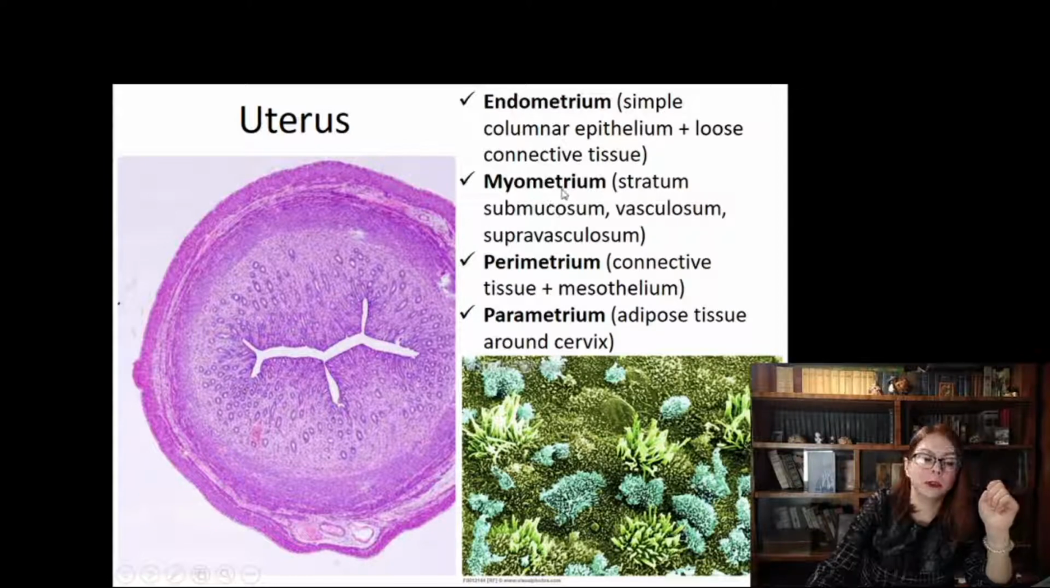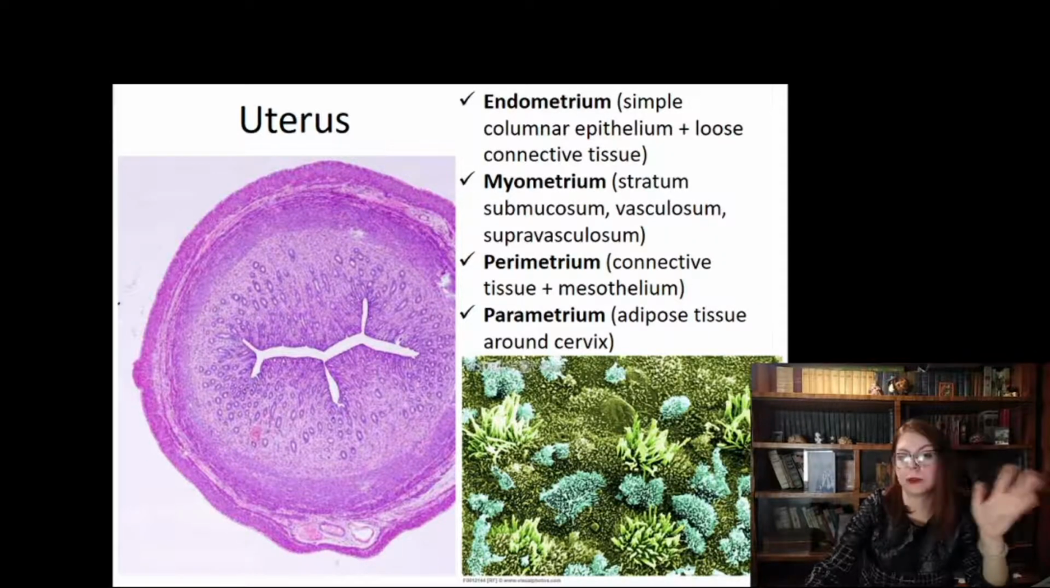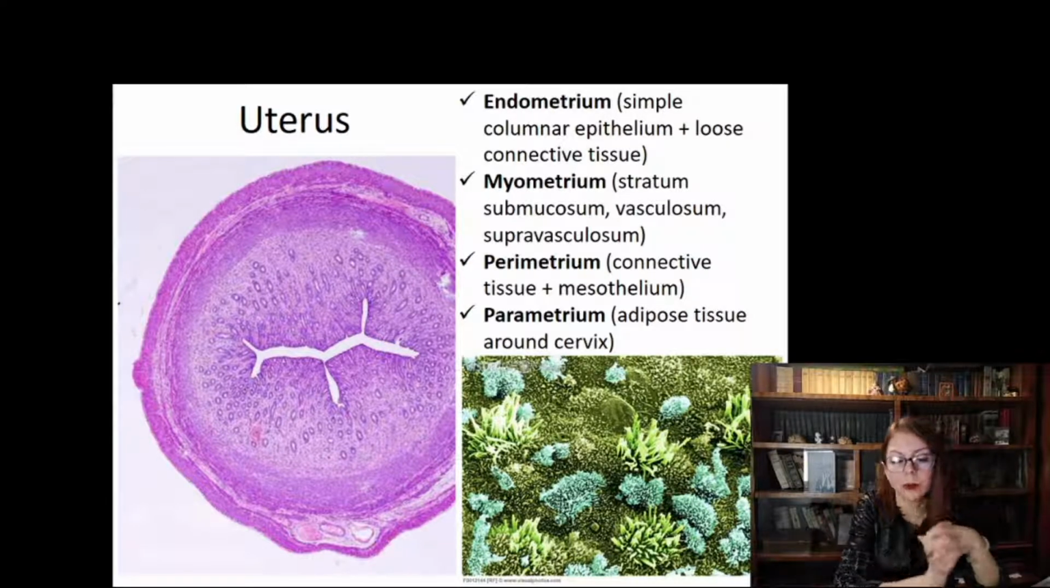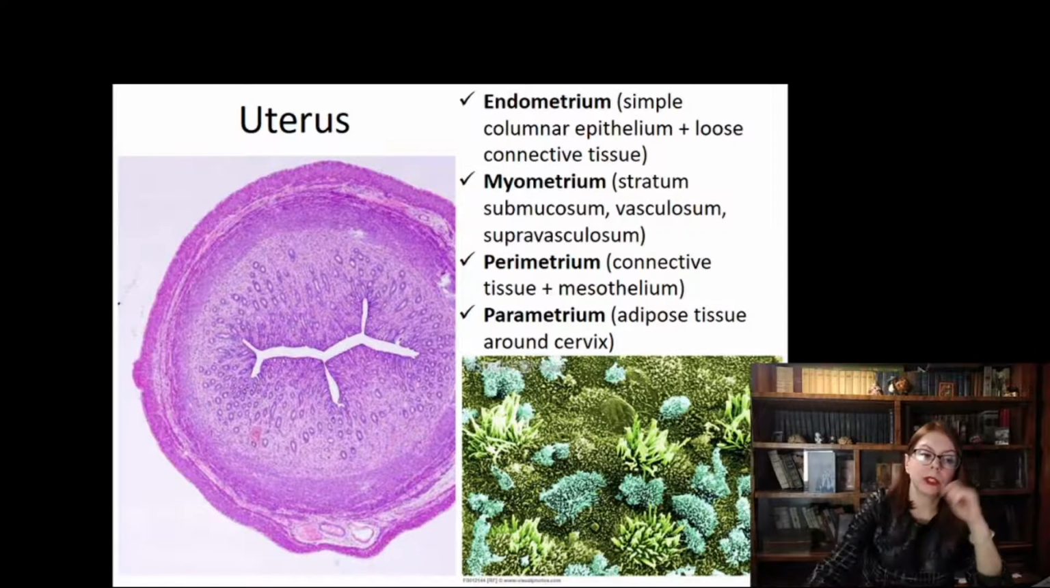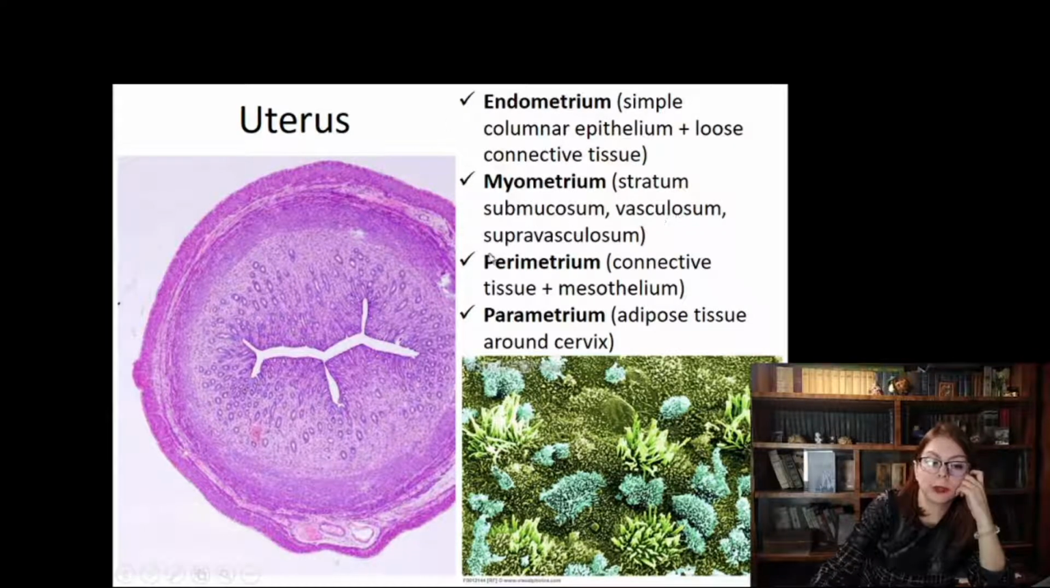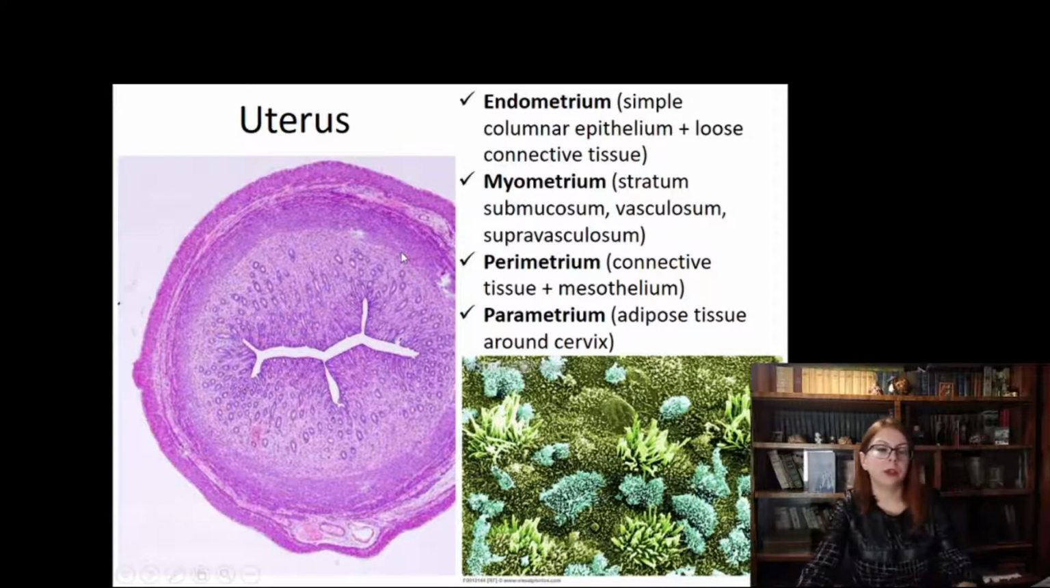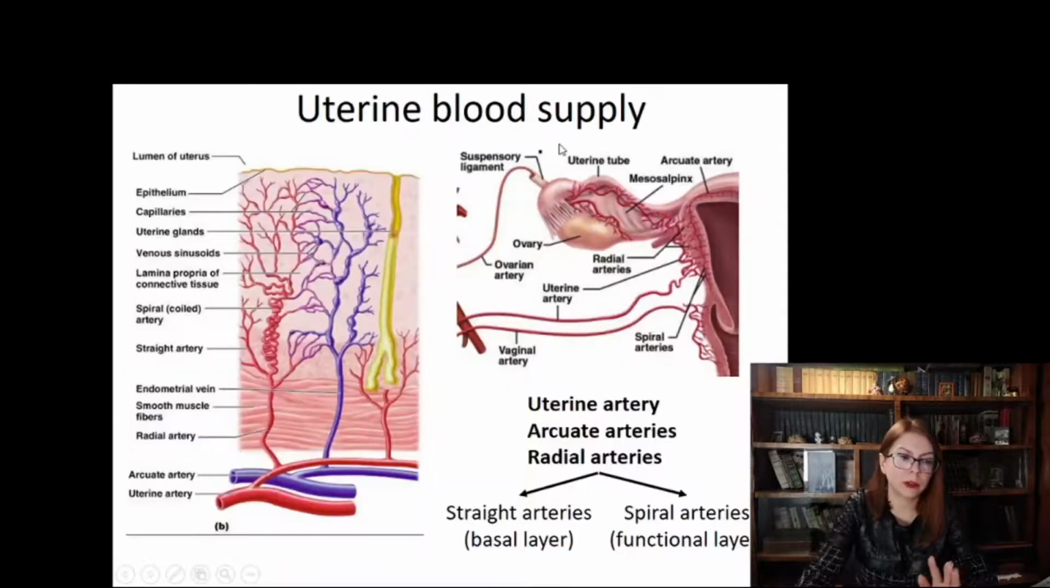As for the myometrium, it is represented by 3 layers and the borders between them are not very distinct, as smooth muscle fibers cross with each other, and we call such layers stratum submucosum, vasculosum, and supravasculosum. The middle layer is called vasculosum because it contains large blood vessels, and myometrium contraction is controlled by oxytocin and is important during parturition.